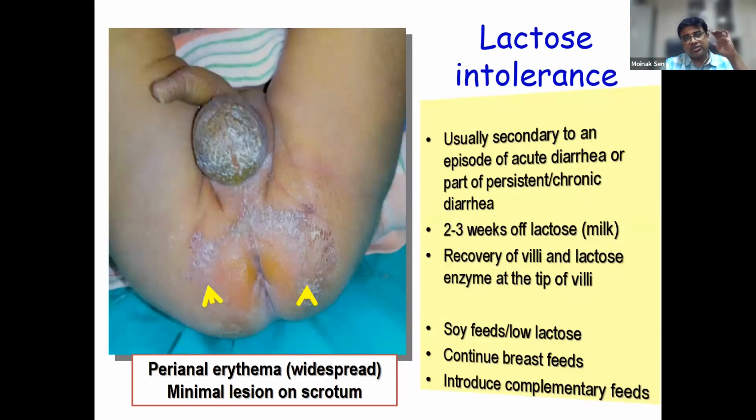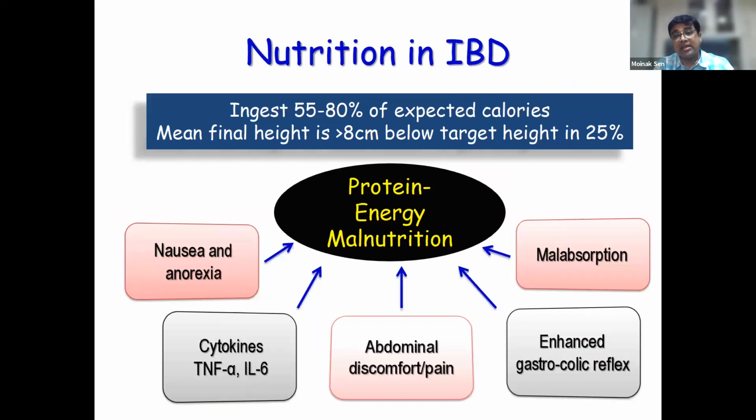In lactose intolerance, patients usually have perineal edema, and there is minimal lesion on the scrotum. And here you have to change over to soy feeds or low lactose feeds, continue the breast feeds, and introduce complementary feeds. In IBD, there are also nutritional issues, and these lead to protein energy malnutrition.